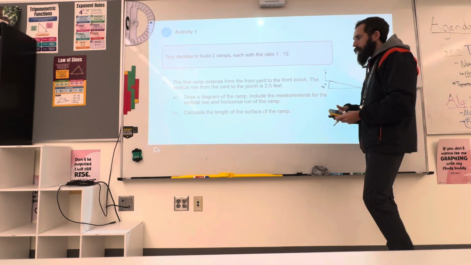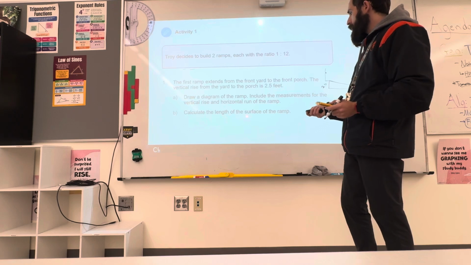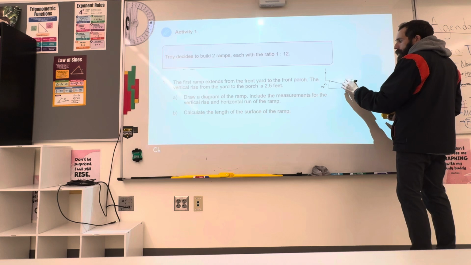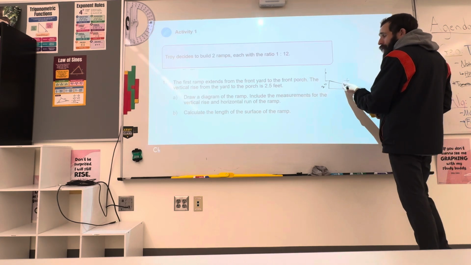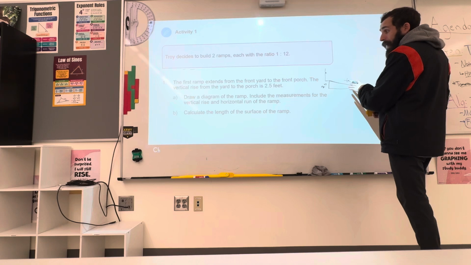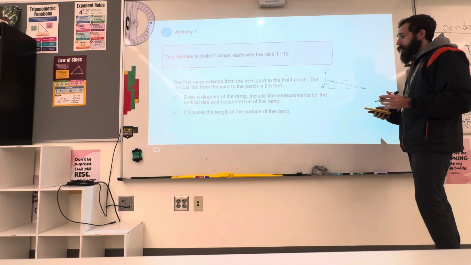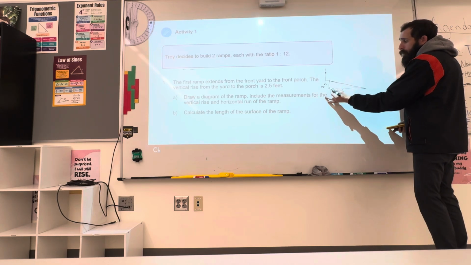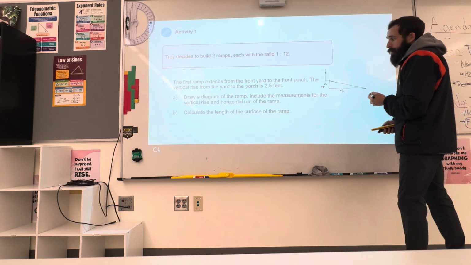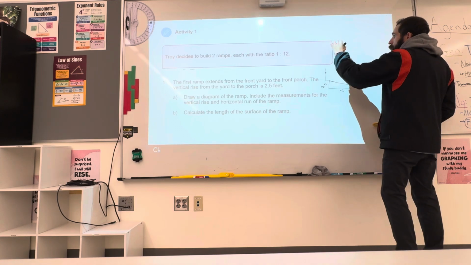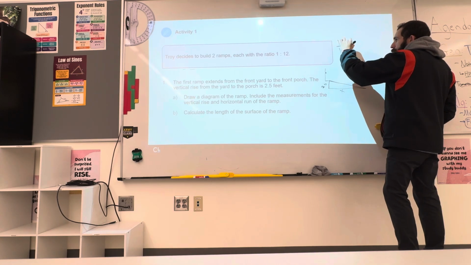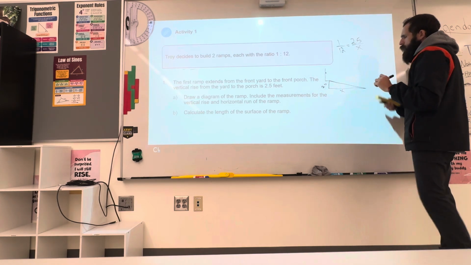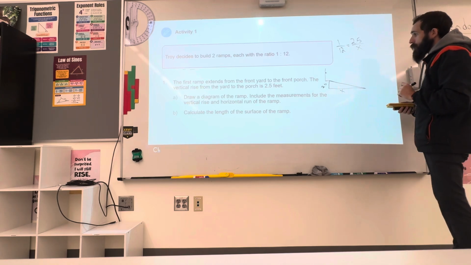Eventually, we want to know the length of the surface of the ramp. I don't really want to find that first, because that's Pythagorean theorem and straightforward. What I care about finding is the run of this ramp, because we can do it with that tangent ratio. If the ratio must be 1 rise for every 12 run, and we have 2.5 as the rise, we want to find x, the run.